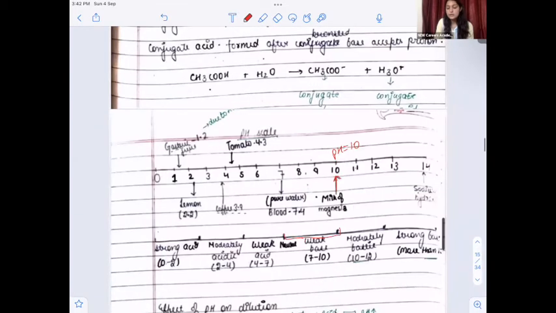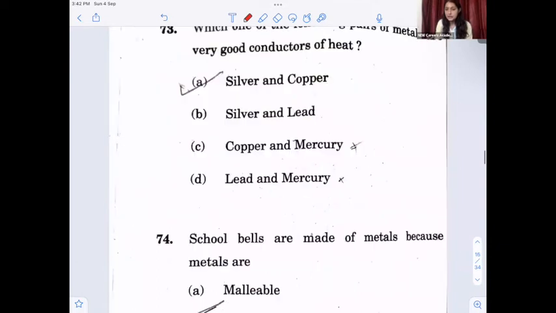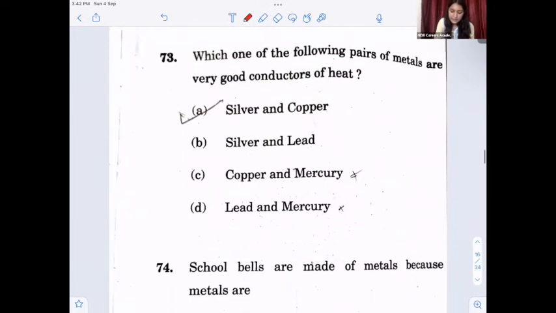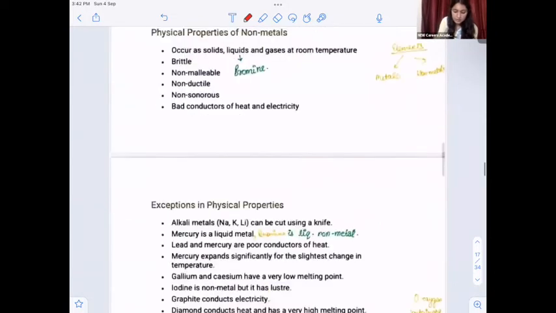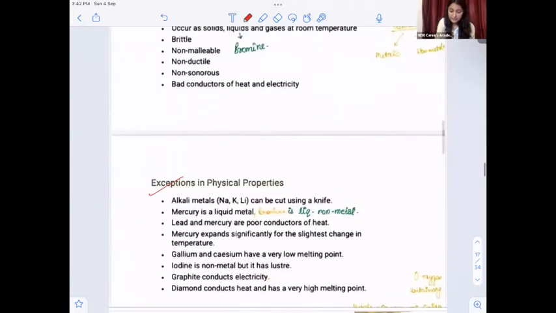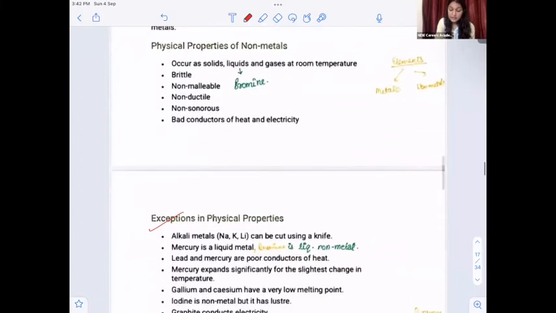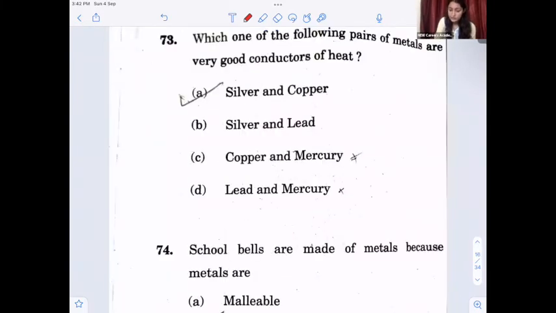Next question, which one of the following pair of metals are very good conductors of heat? So we know that metals are in general good conductors of heat and electricity, but there are certain exceptions also. Mercury is a bad conductor of heat, so we can eliminate options C and D. Lead is also a bad conductor of heat, so we are left with option A. Silver and copper are very good conductors of heat. So option A is the correct answer.